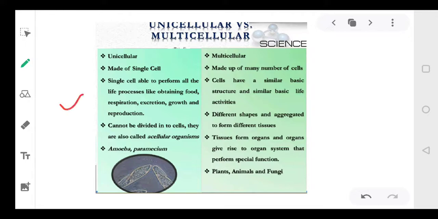Now coming to the difference between unicellular and multicellular organisms. Unicellular are made up of one cell. Multicellular are made up of many cells. A single cell performs all functions. एक single cell सारे काम करता है, but यहाँ पर different cells perform different functions. हर cell का काम different है यहाँ पर. Clear है? Like amoeba, paramecium. In multicellular, we can have plants, animals, fungi. These are examples of multicellular organisms.